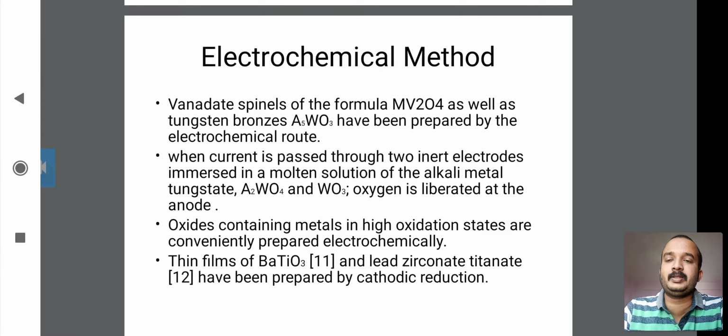Good morning friends. In the last lecture we discussed the soft chemistry route, that is the sol-gel synthesis. In this lecture we will discuss the next soft chemistry route, that is the electrochemical method. Using the electrochemical method, the vanadate spinels of the formula MV2O4 as well as the tungsten bronzes AxWO3 have been prepared.